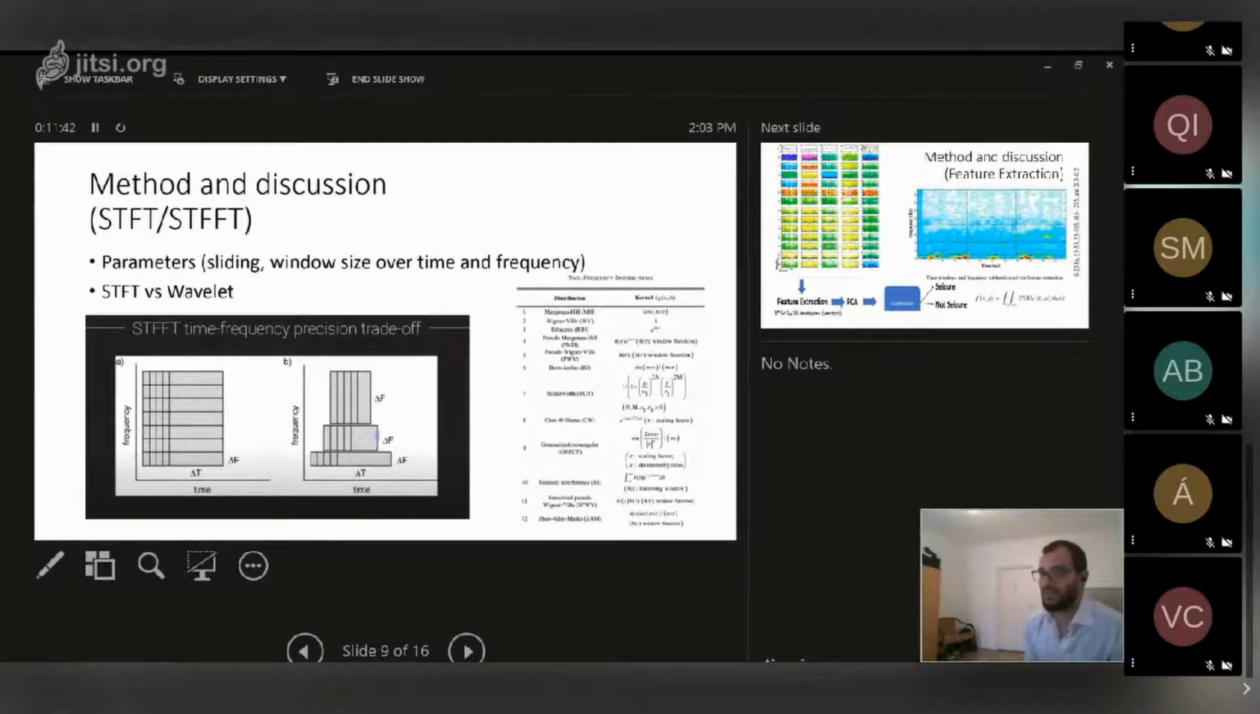Another parameter we need to consider for short time Fourier transform is sliding the window over time, like sliding the window by 10 milliseconds, so we have some overlap between the previous slide and the next slide. We need to decide how much to slide the window. Another parameter is not only the size of the window over time, but also the size of the window over frequency. So these are some parameters we need to consider about the short time Fourier transform.